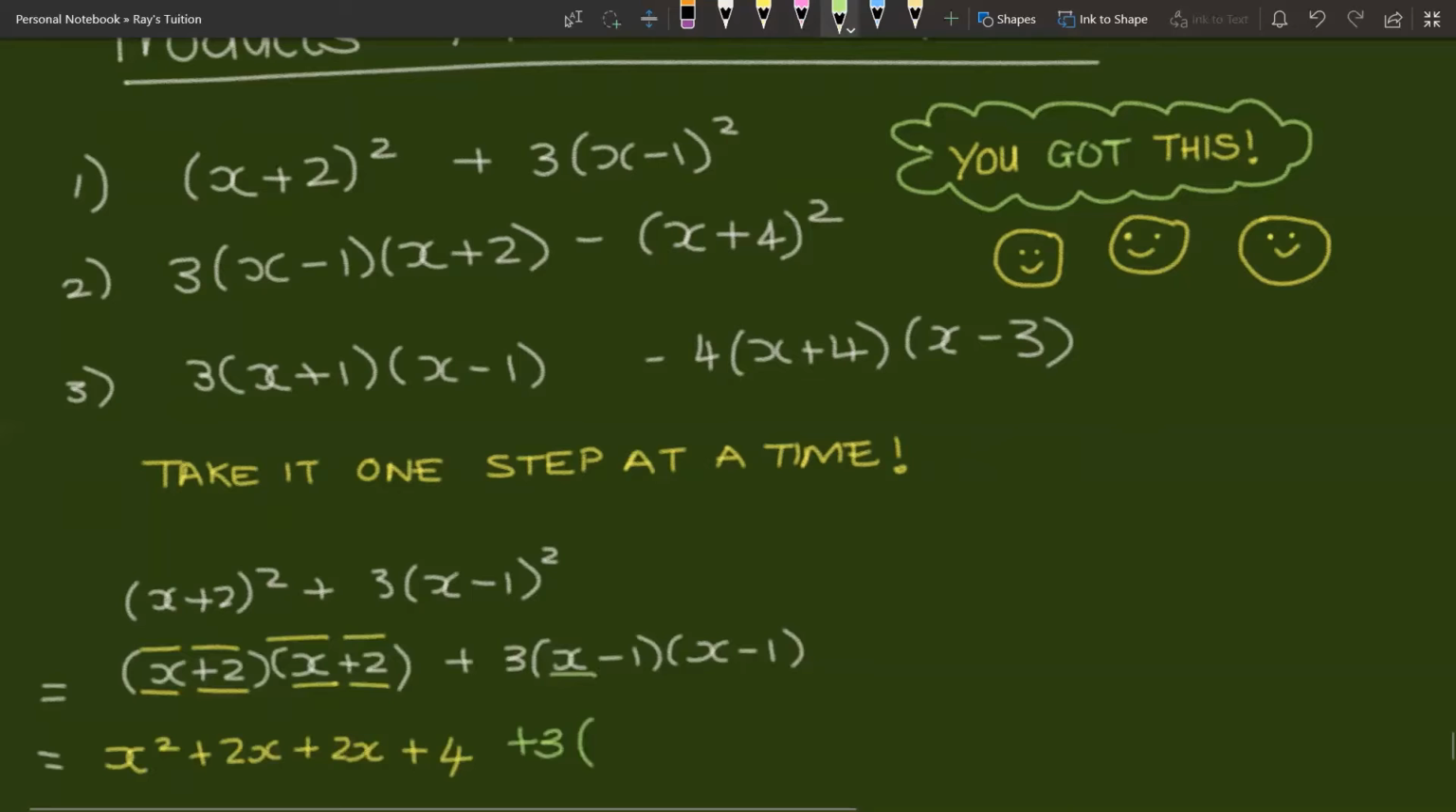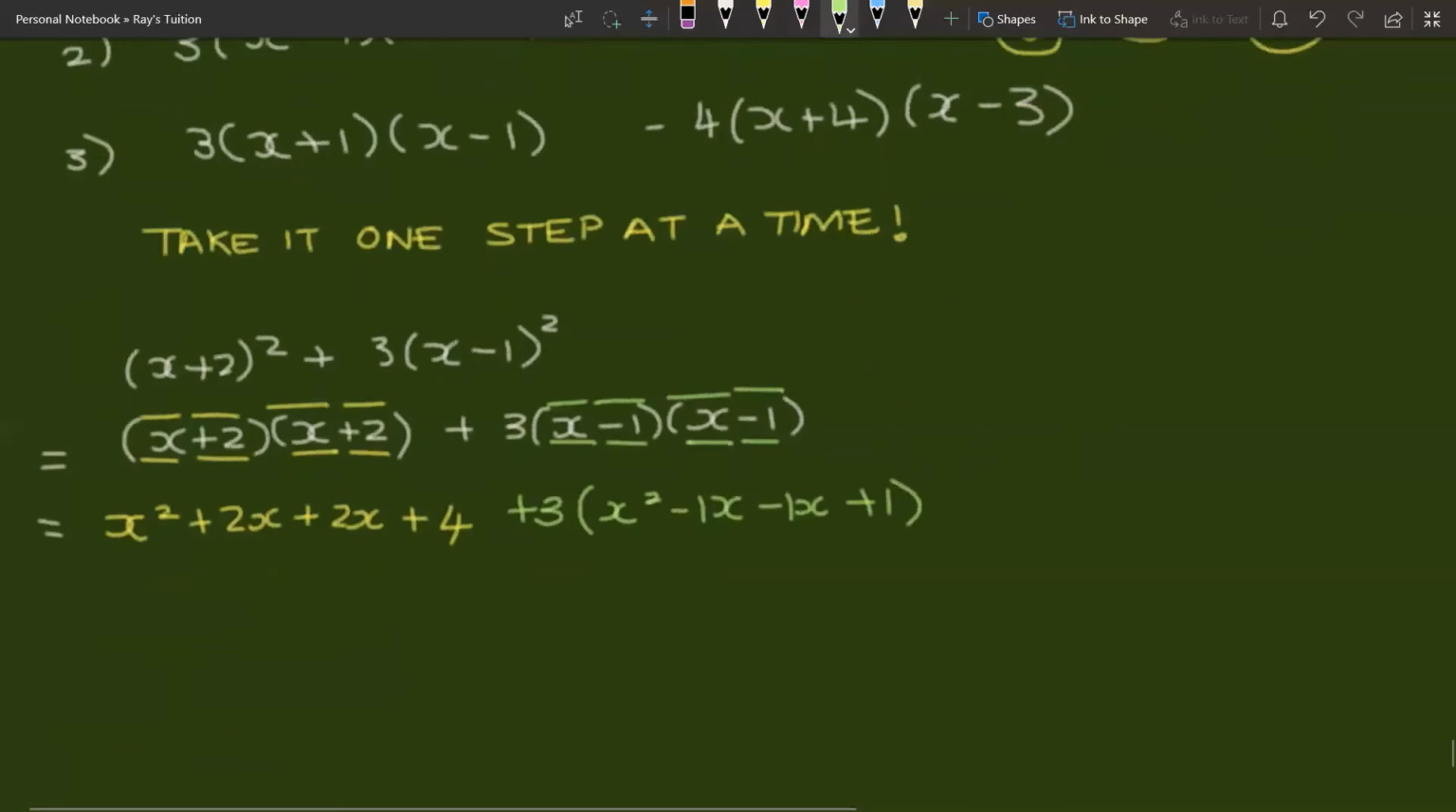is FOIL. So x times x is x². Then the 2 outers, x times minus 1 is minus 1x. The 2 inners, minus 1 times x is minus 1x. And finally, the 2 last terms, minus 1 times minus 1, which is positive 1. Okay, so let us then group our like terms. It's up to you, but I'm going to group the like terms first. So then this here is x². These 2 will just give us 4x. So those are the only like terms that we have over there.